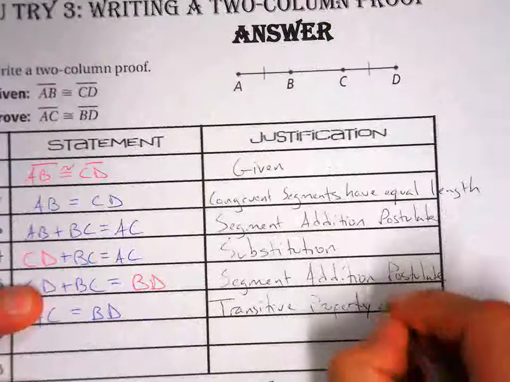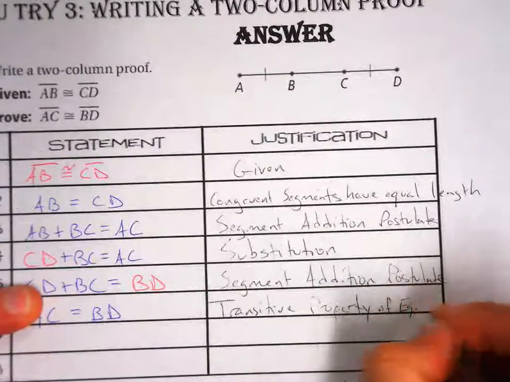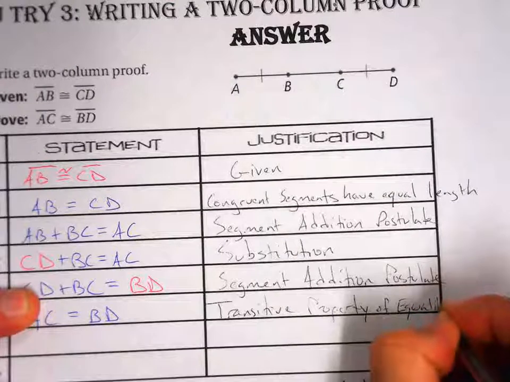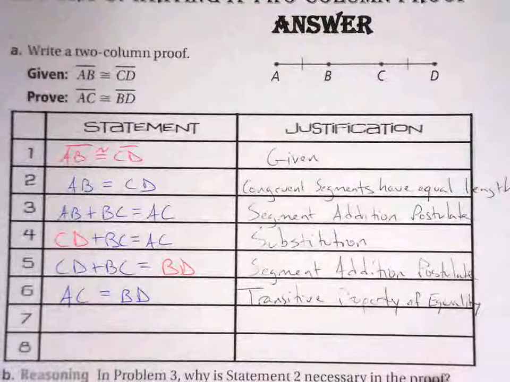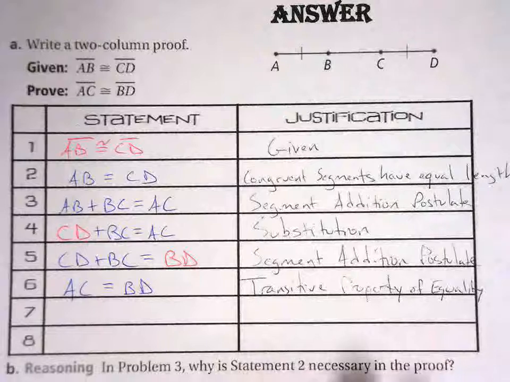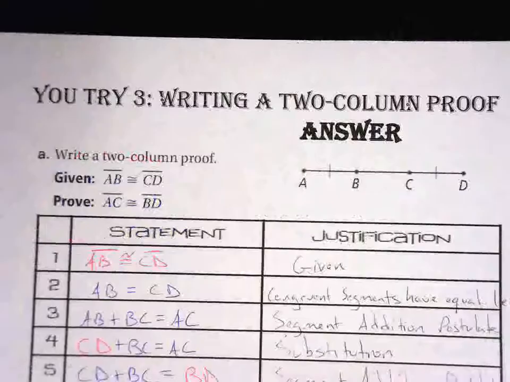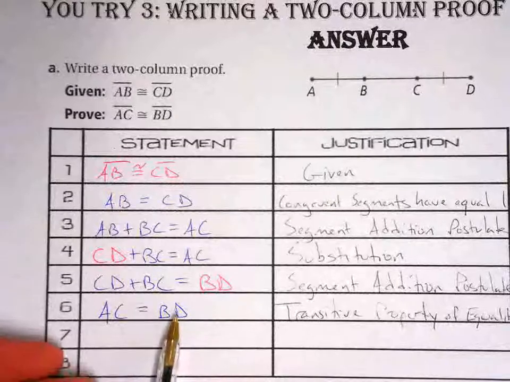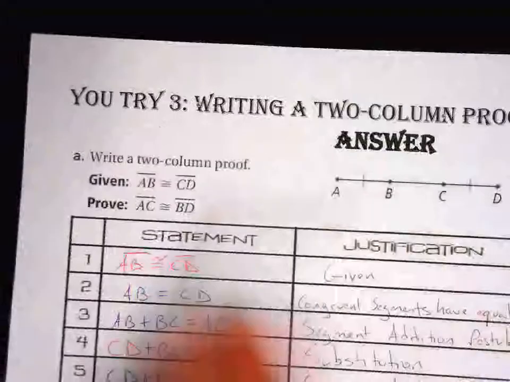Isn't that neat, right? So you're arguing to a point where you can't be denied. Now, look at where we are. AC is equal to BD. Isn't that what we wanted to prove? We wanted to prove that, but in the proof, we're dealing with congruence, and here we have equality.